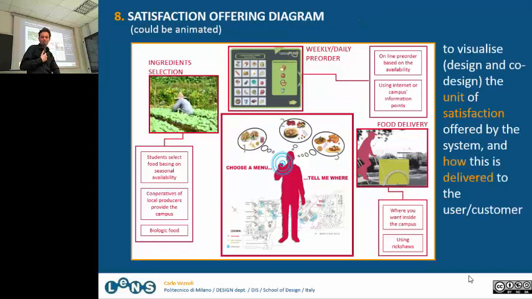Then there is the satisfaction offering diagram. This is to visualize what? The satisfaction unit. So what the provider is going to deliver as a satisfaction? And we have to be good in saying this, and saying that there is a value in the fact that maybe there is no ownership and other things. And there would be a core satisfaction described, and then even some subwoofer and so on. But we will see this later.